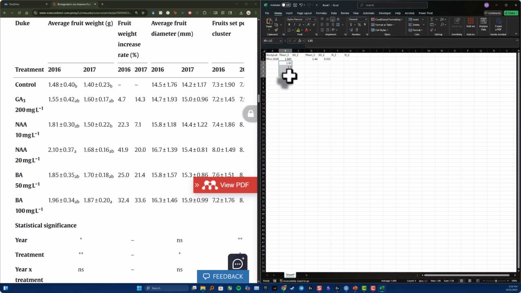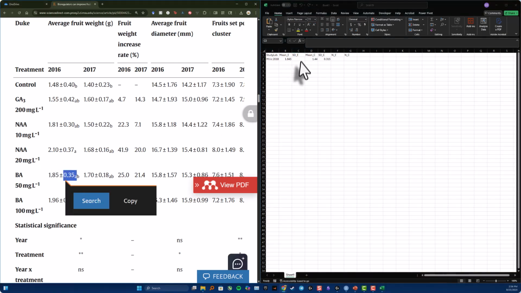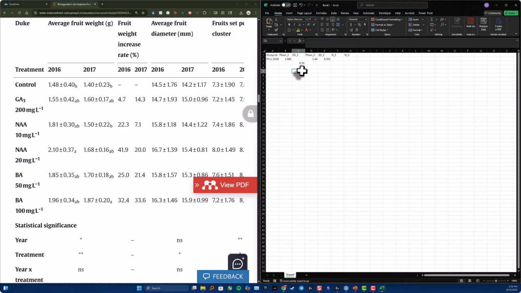And then once again, we can do the standard deviations, which in our case would be 0.35, 0.18, 0.34, and 0.2. The average of these is 0.2675. And so now we have all of the means and deviations for these.